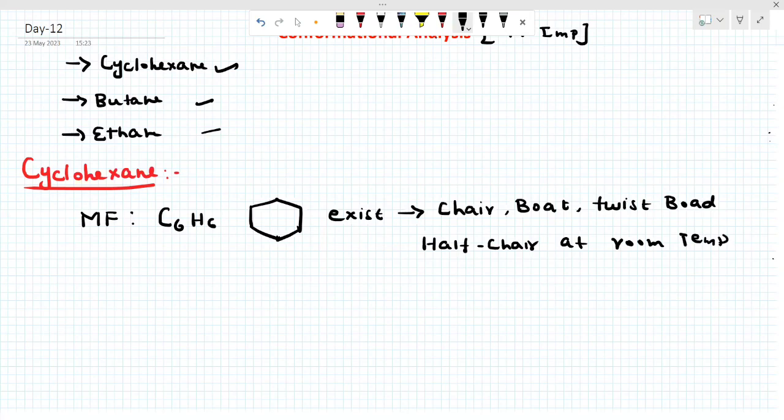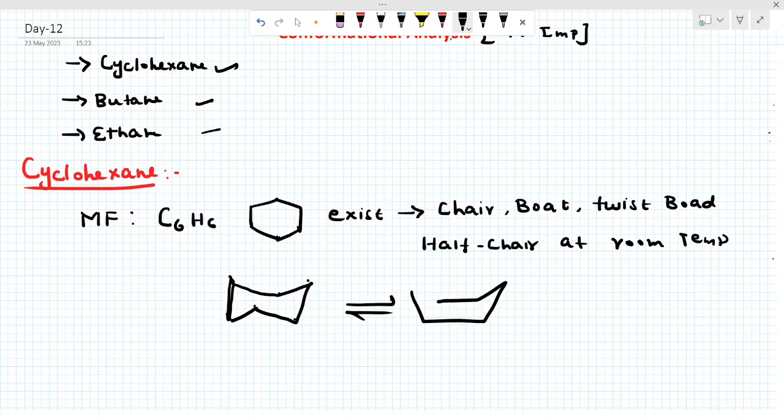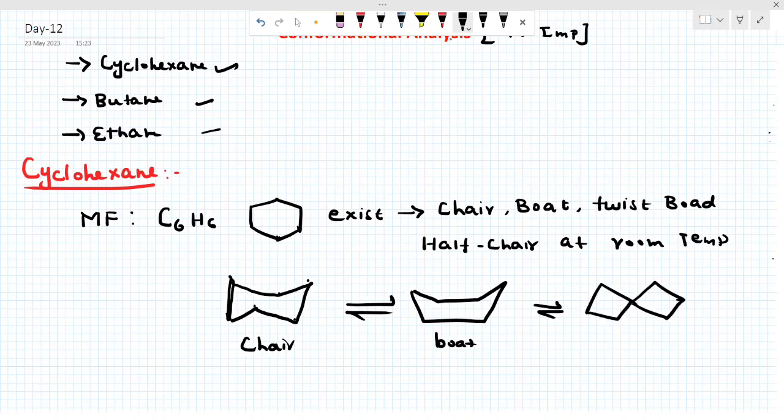Listen. For example, this is a chair form. I will draw this properly. 1, 2, 3, 4, 5, 6. You can draw it like this. This is the chair form. Now we're going to draw the boat form. Now see this interconversion. This is a chair form, this is a boat form, and this is a twist boat.